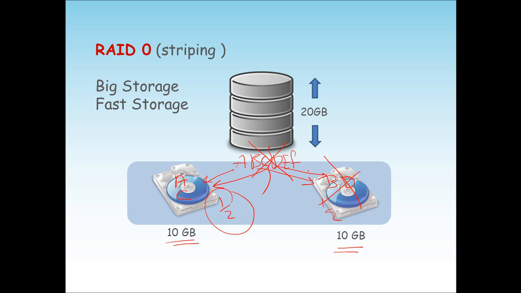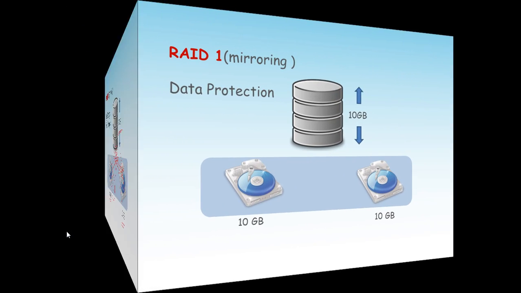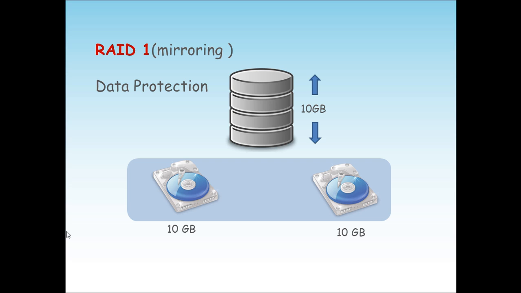So with RAID 0 you get bigger storage because the total size of the array is double the size of one disk. In our example it is 20 GB. Also you will get fast storage, but you will lose the data protection. RAID 0 doesn't protect the data, so we need another type that can provide data protection. It is RAID 1. So how does it work?